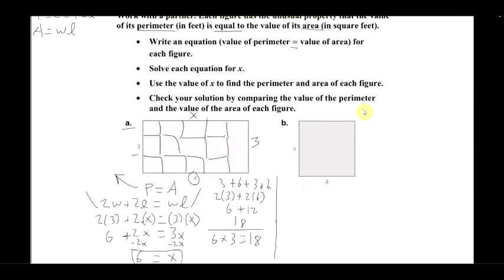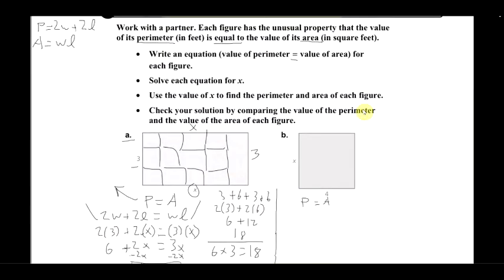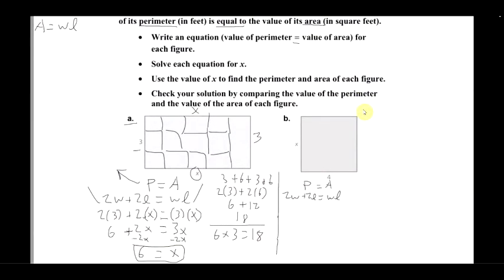Underneath of this, we can start with P equals A. Then our equation for perimeter, 2 times W plus 2 times L. And then our equation for area, length times width, width times length. It's the same thing. Then fill in our details. We have 2 parentheses plus 2 parentheses equals parentheses parentheses. Looks like our width is x and our length is 4.